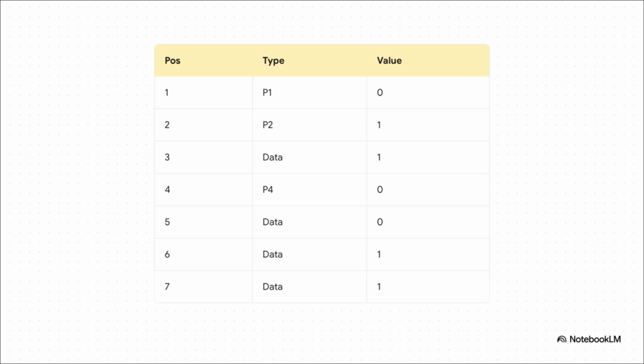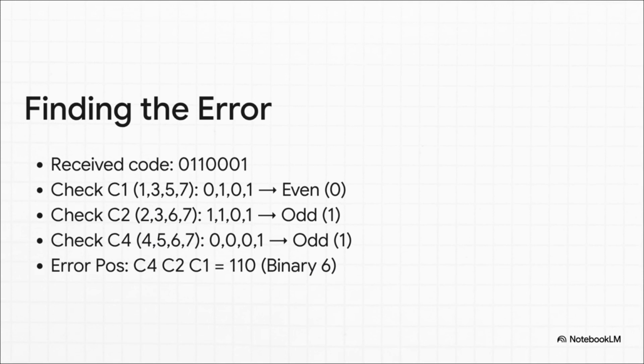By checking for even parity across specific alternating groups, for instance, P1 checks positions 1, 3, 5, and 7, we calculate our parity values. And just like that, our final transmitted code becomes 011011. But what if there's a glitch? Let's say some random interference flips position 6 during transmission, so the receiver gets 01100011.